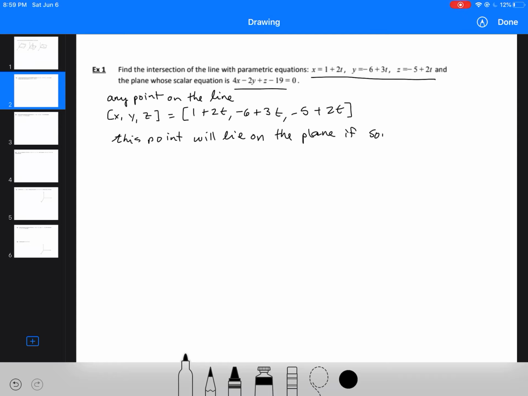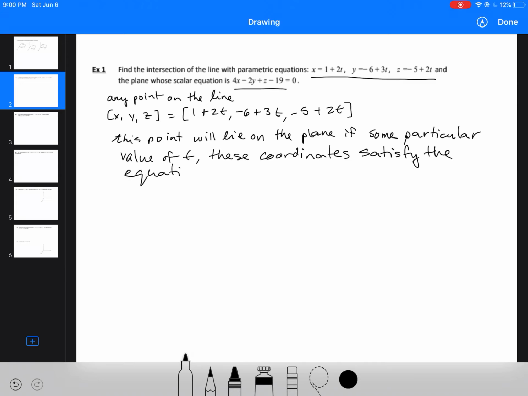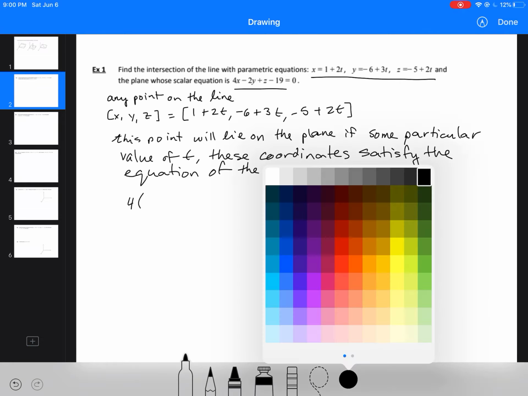if for some particular value of t, these coordinates satisfy the equation of the plane. So we're going to take our x, y, z coordinates and we're going to substitute them into our equation of the plane.